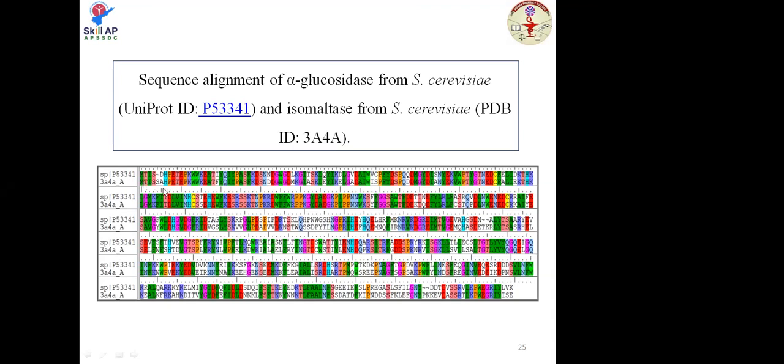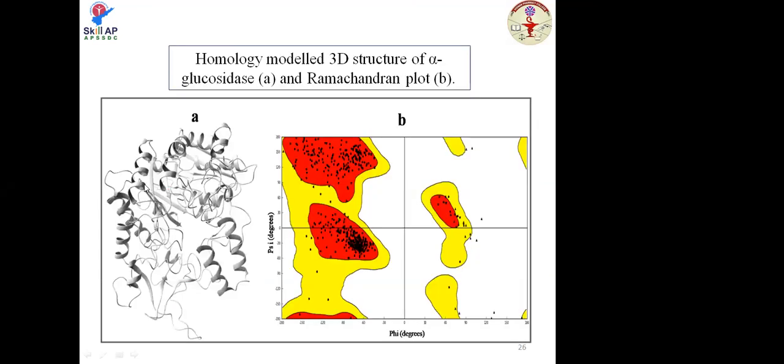After this sequence alignment, we performed homology modeling. Then we developed a new model. Here you can see the ribbon structure. It represents the new homology model for the alpha glucosidase enzyme. After developing that new homology model, we need to evaluate it. Is the model we have developed correct or not? We need to evaluate that model.